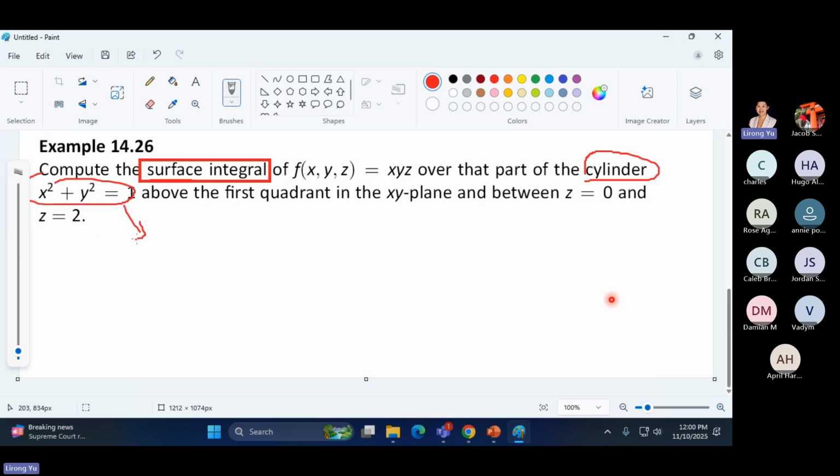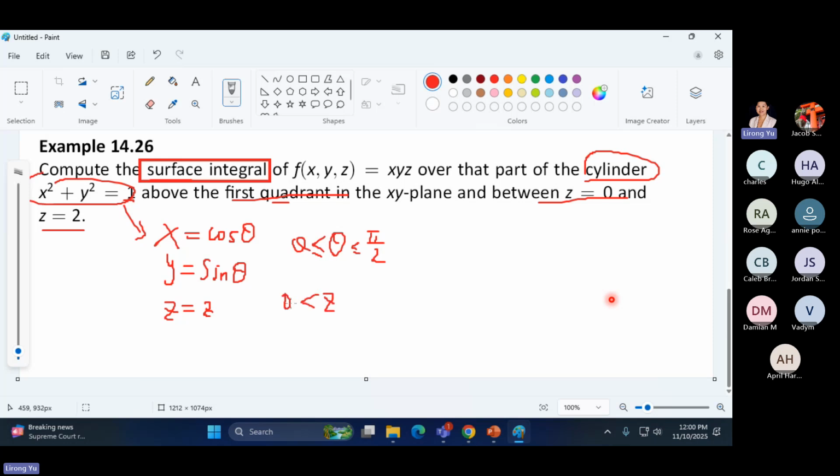All right, we can write cylinders such as x equals r cosine theta. The r equals 1 in this case, so it's really cosine theta. The y equals sine theta. And then in the first quadrant, that means theta is between 0 and pi over 2. Last one is z, where z is between 0 and 2. This is how we represent the surface.